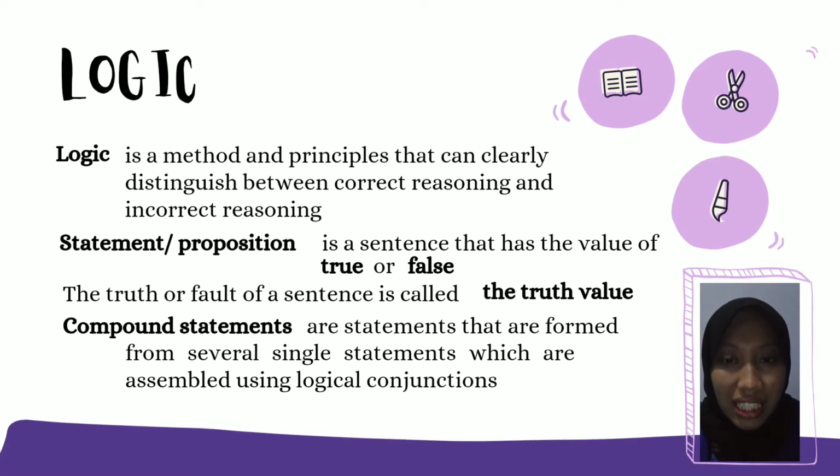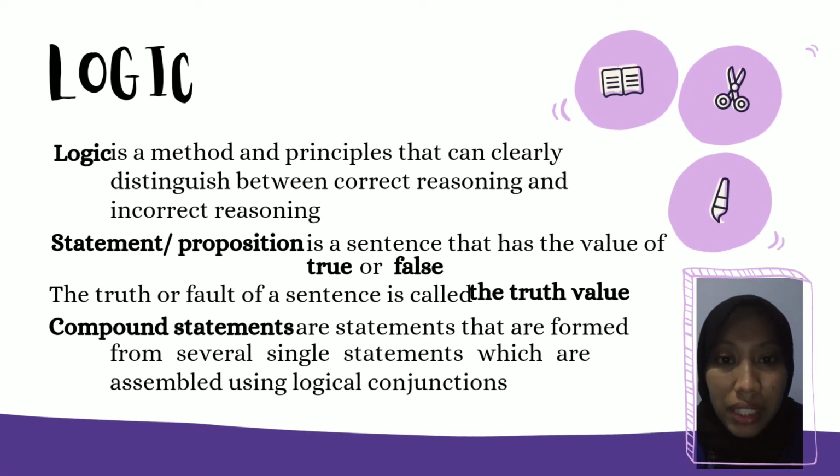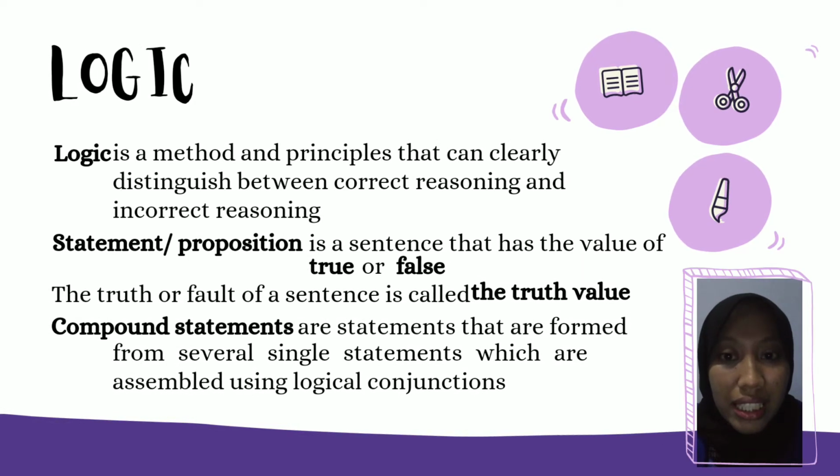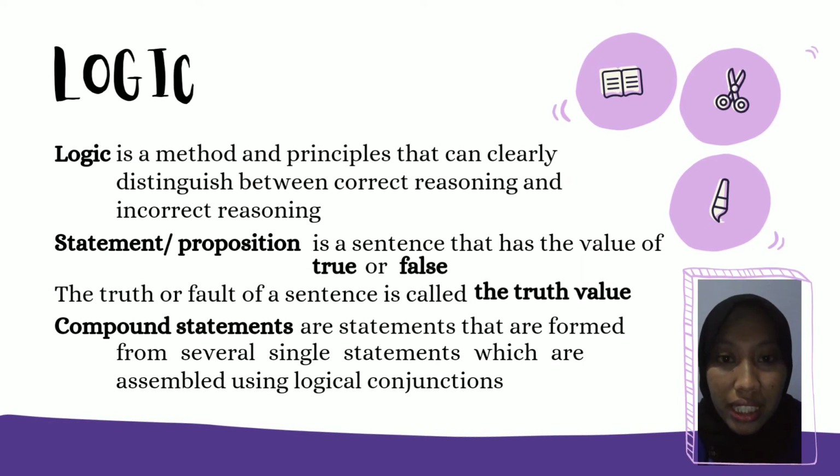Straight to the material. Logic. Logic is a method and participle that can clearly distinguish between correct reasoning and incorrect reasoning. A statement or proposition is a sentence that has the value of true or false. The truth or falsity of a sentence is called the truth value. Compound statements are statements that are formed from several single statements which are assembled using logical conjunctions.